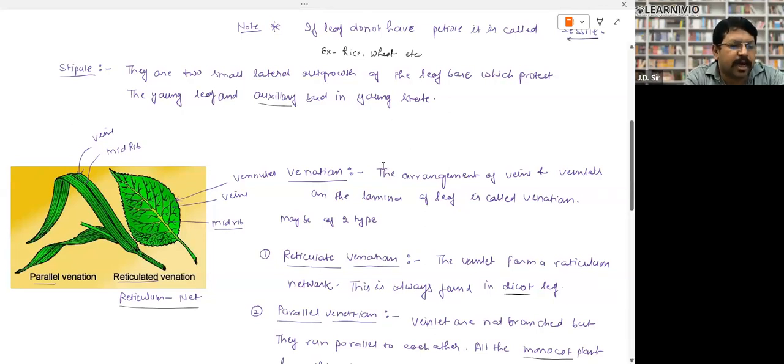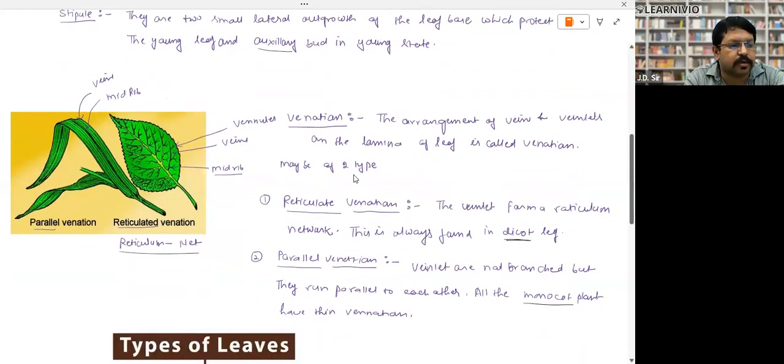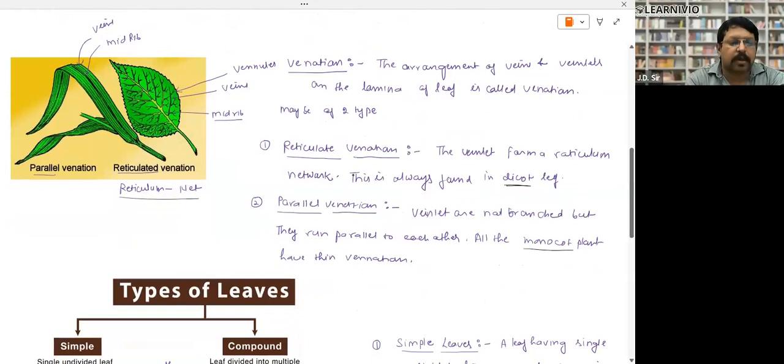Now, venation is not that important. There are two types of venation. I'm just reading it for the sake of your revision. So venation is of two types: reticulate and parallel venation. In reticulate, there is a network-like structure, called reticulum, meaning net, right? This is the reticulum or net-like structure. This is the midrib, and these are the veins. So this is reticulate network. Venation is the arrangement of the veins and veinlets on the lamina of the leaf. It may be of two types: reticulate and parallel. What you have to remember is that reticulate venation is found in the dicot leaf, and parallel venation will be found in the monocot leaf.